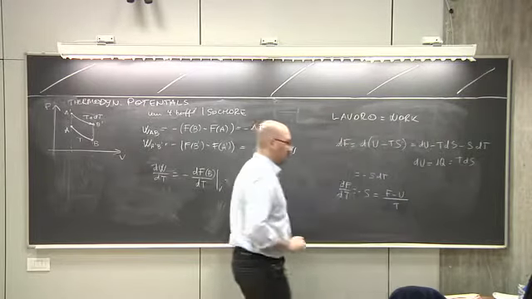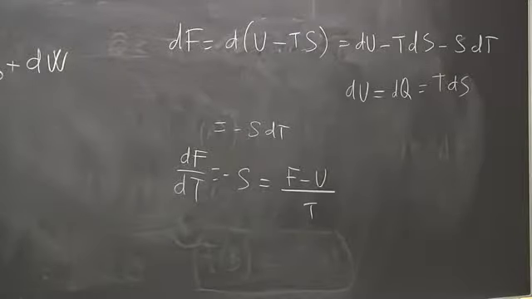Which line? Both. They are both isochoric transformations. So for dF of A by dT, we get F minus U divided by T, and for dF of B by dT, we get the same thing.